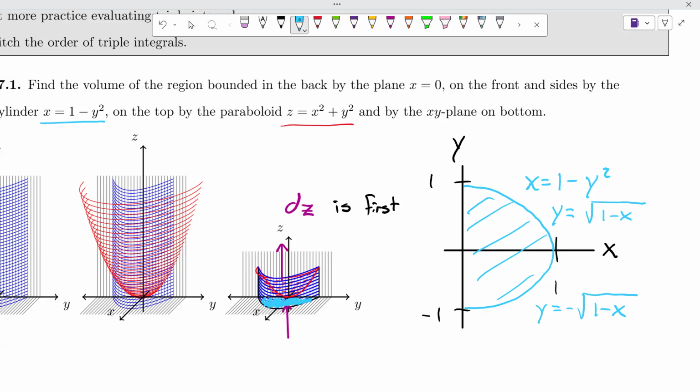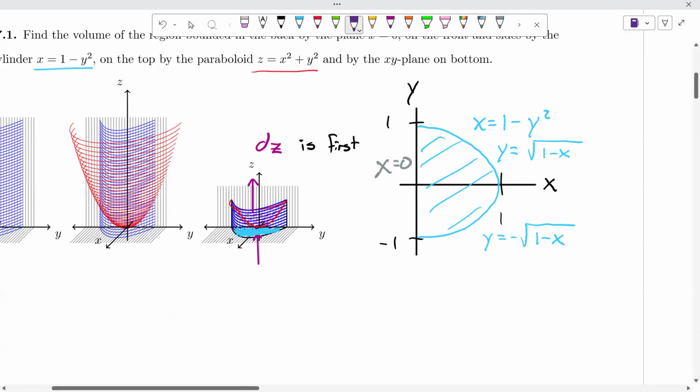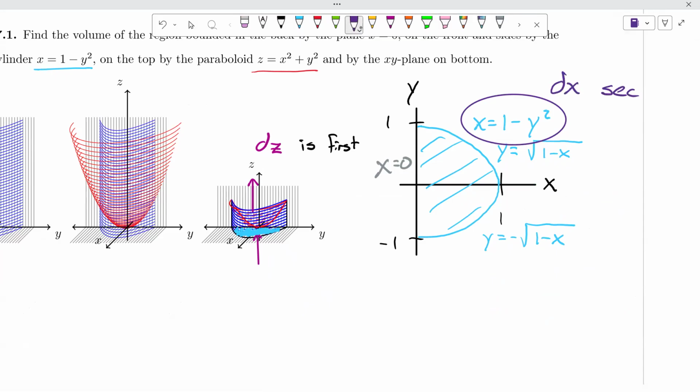But I don't know. Those bounds don't look nearly as nice as 1 minus y squared. Because I do still have a clear left and right boundary as well, being 1 minus y squared on the right and just the y-axis on the left. That y-axis, of course, being x equals 0. So why don't we try that? Why don't we try doing x second? Just because I think the bounds look a little bit nicer. So we'll do up here, circle this equation, dx second.